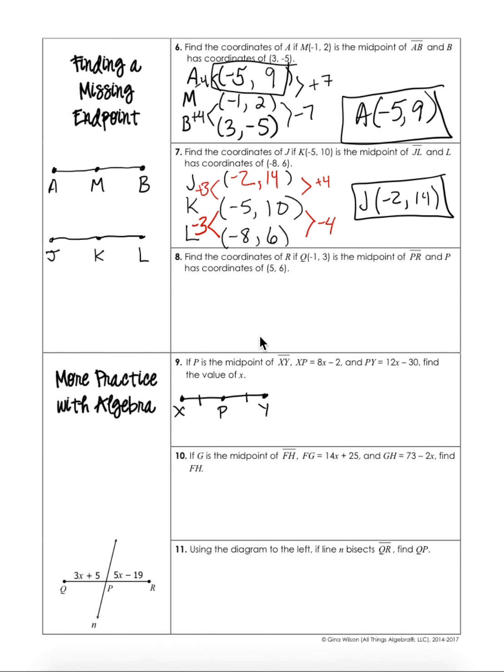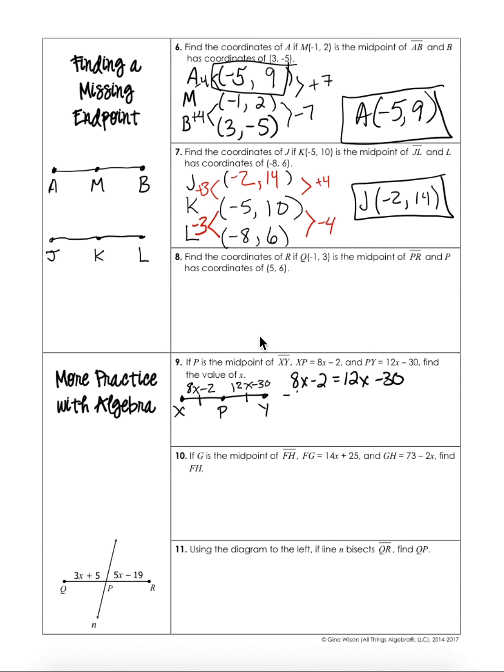And then in the prompt, it says XP is 8x minus 2. So I'm going to label XP 8x minus 2. And it says PY is 12x minus 30. So I'm going to label PY 12x minus 30. And now I've got to find x. The way I'm going to find x is I'm going to set them equal to each other because I know that midpoint means I divide in 2 equal parts. So 8x minus 2 equals 12x minus 30.